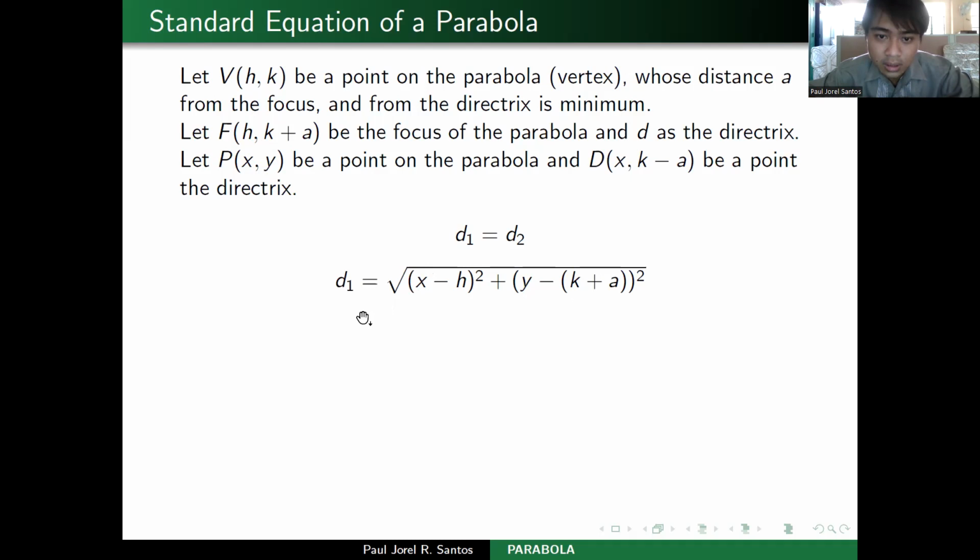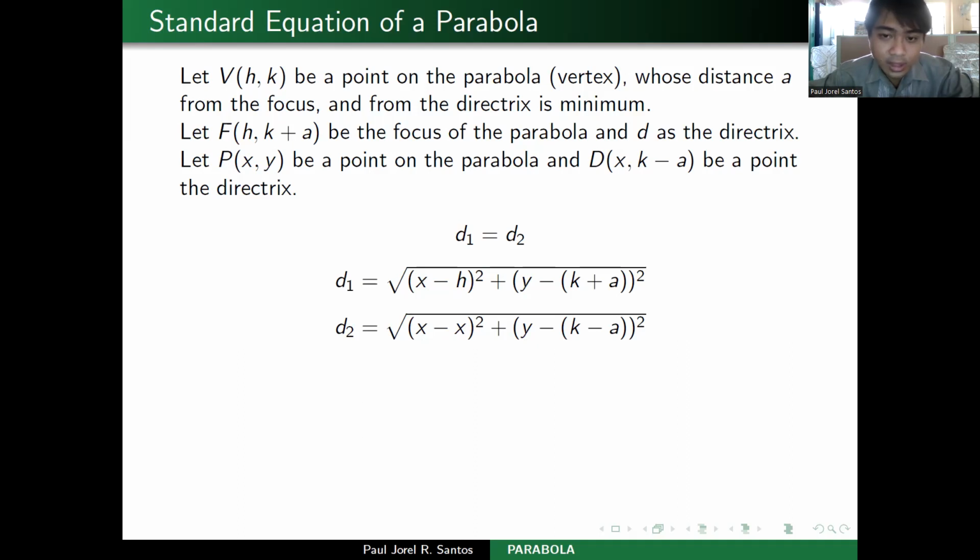The same goes for d sub 2, which is the distance between P and D. As you can see, they have the same abscissa, so we have x - x, and their ordinates are y and k - a. So we are just going to subtract those two.